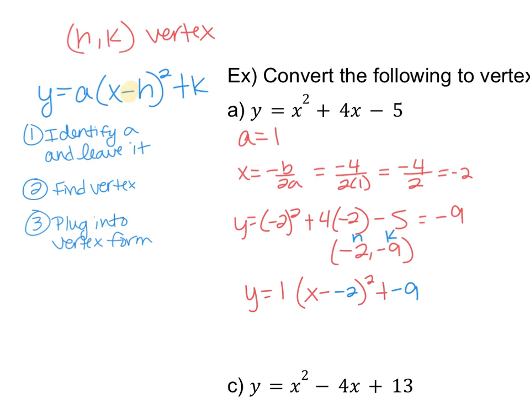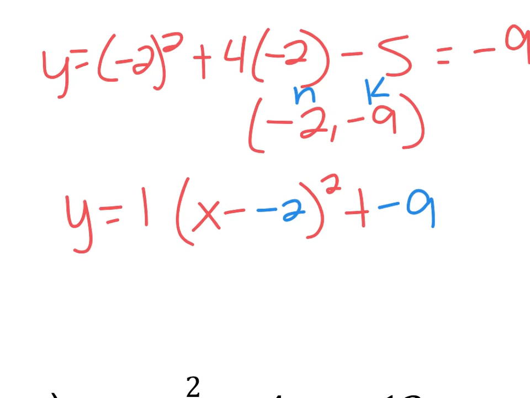Okay, that's a little gross, so let's clean it up, the last step. The one out front, you can write it if you want to, but I'm not going to because it doesn't do anything, and I'm just going to drop it. You'll see it dropped most of the time. So it'll be nothing, and this will be x minus negative 2, which becomes plus 2, squared, and then we have our minus 9.